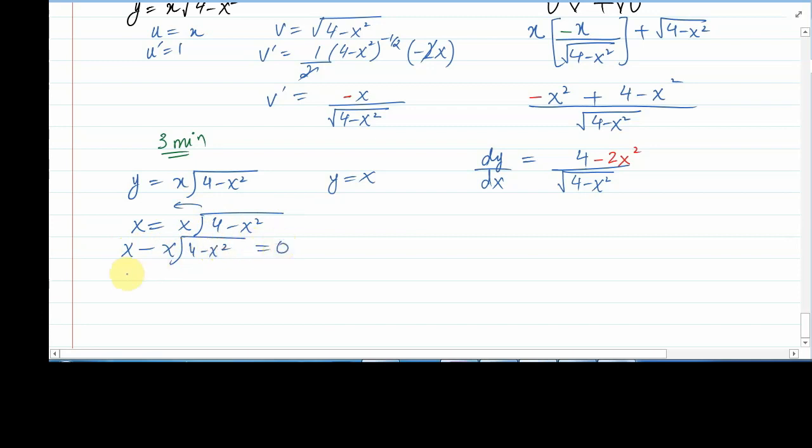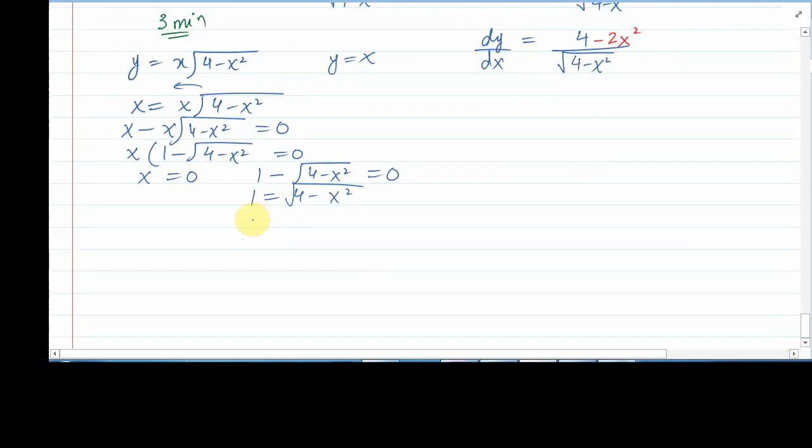Taking x common here, x times 1 minus under root 4 minus x square equals 0, which implies that we have x equal to 0 and 1 minus under root 4 minus x square equals 0. Right, now we need to solve for x. So x is 0, the first value we got, and the next value is 1 equals under root 4 minus x square. Applying squaring on both sides, it leads to 1 equals 4 minus x square, so x square equals 3. That means x equals root 3 and x equals minus under root 3. So you got three values of x: 0, root 3 and minus root 3.